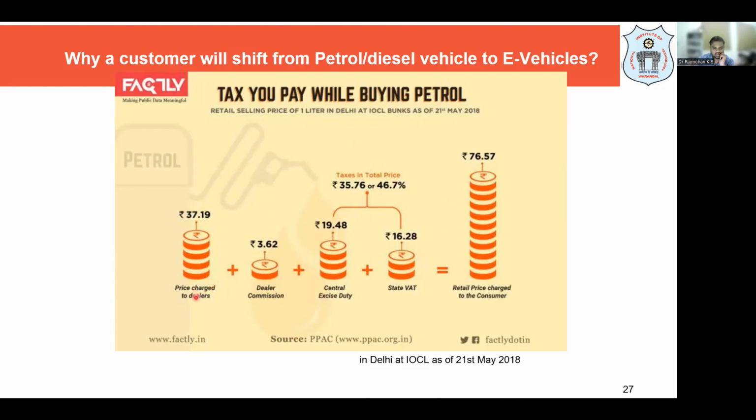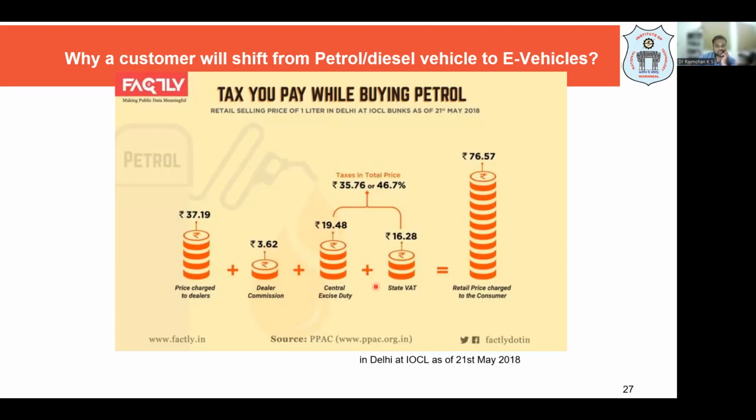For example, if the price has to be this much, it is the price at which it is being given to the dealers. In 2018 government data, the price charged to the dealer is 37.19 rupees, and the dealer gets a commission of only 3 to 3.5 rupees. So it's supposed to be only 30 to 40 rupees totally, 41 rupees maximum.